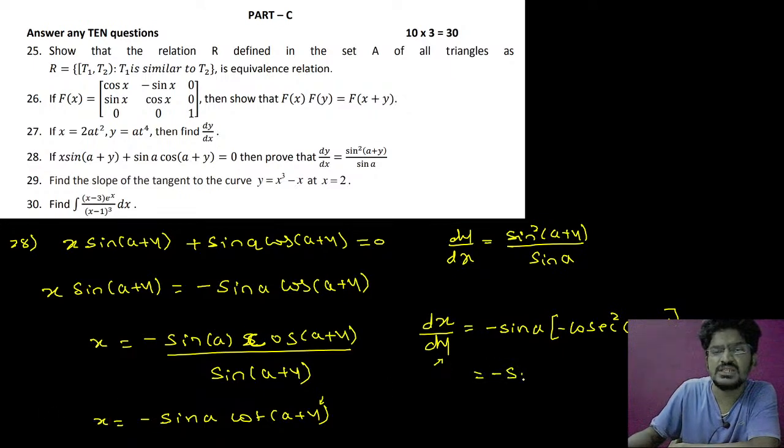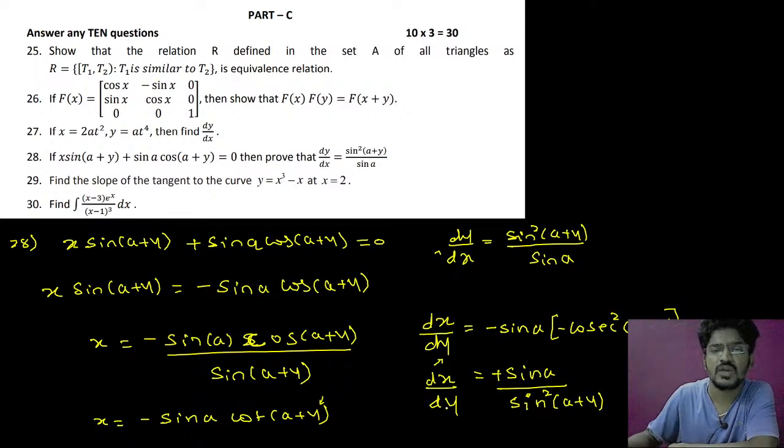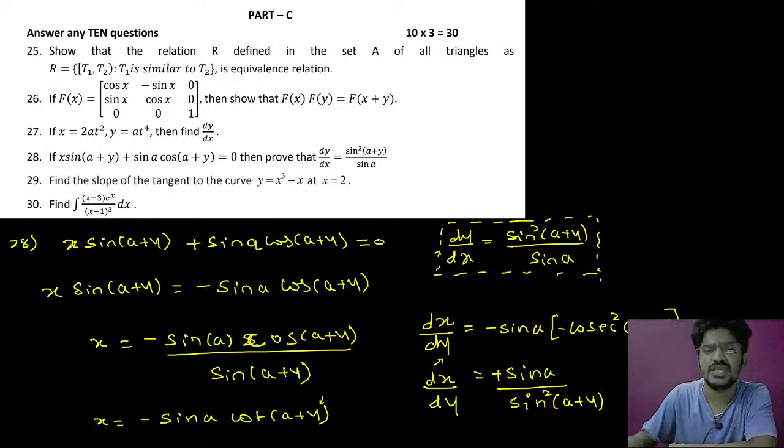Here minus sine a, minus into minus is plus sine a. Cosecant square is nothing but 1 by sine square of a plus y. This is equal to dx by dy. Now I want dy by dx. You just reverse these terms. You have dx by dy, you just reverse these terms. You will get dy by dx is equal to sine square of a plus y divided by sine a.